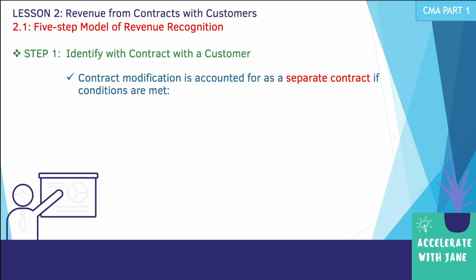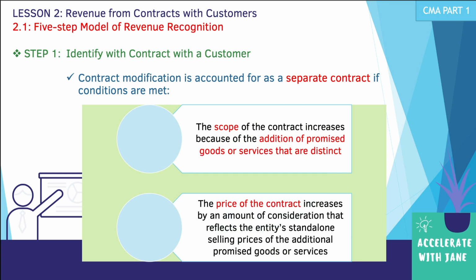So normally, contract modification is accounted for as part of the original contract. However, there are instances when it should be accounted for as a separate contract if the following conditions are met. First, the scope of the contract increases because of the addition of promised goods or services that are, take note, distinct. So if there's an increase in scope, for example, the customer wants additional goods or services that are typically distinct from the original contract, then there's a contract modification. And this contract modification should be accounted for as a separate contract.